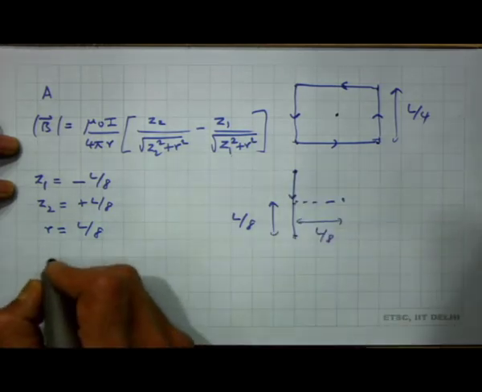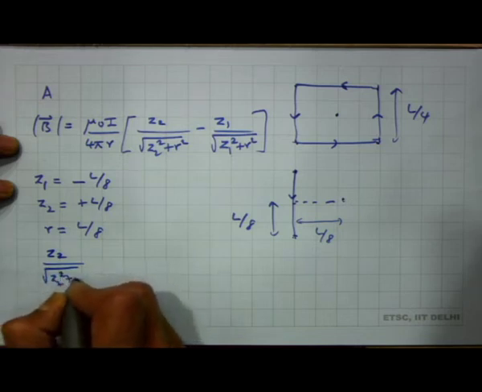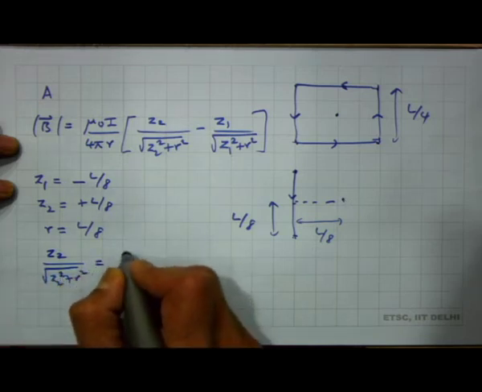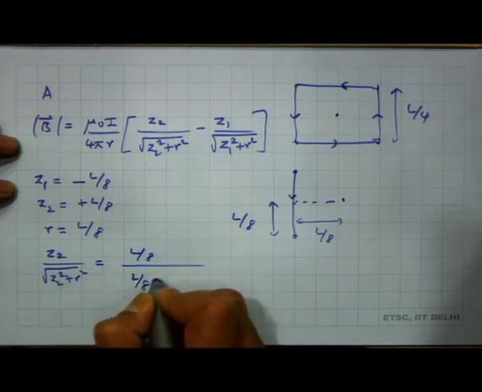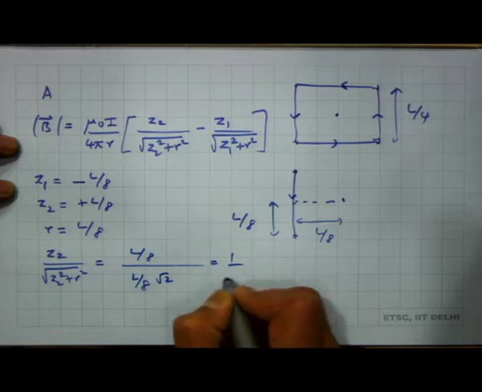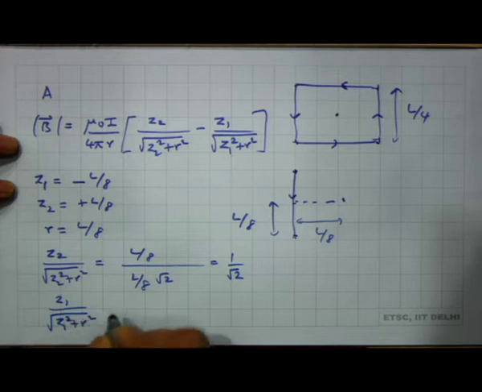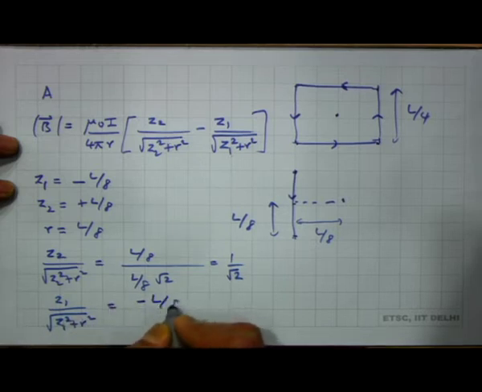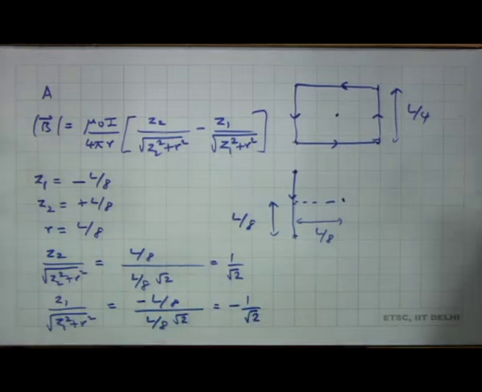If I want to calculate now Z2 by square root of Z2 square plus r square, it is equal to L by 8 by L by 8 into square root 2, which is equal to 1 by square root of 2. Z1 by square root of Z1 square plus r square is equal to minus L by 8 by L by 8 times square root 2, which is equal to minus 1 by square root of 2.